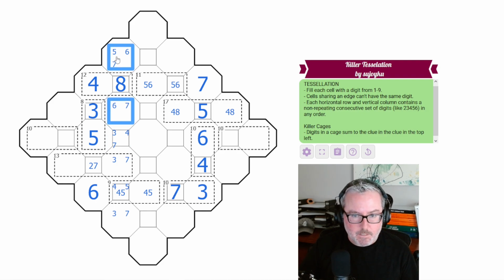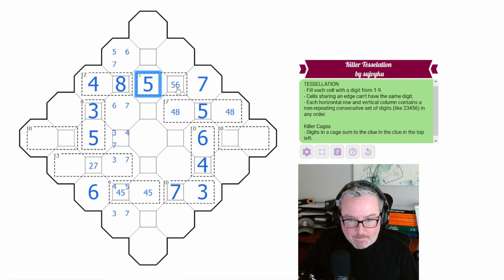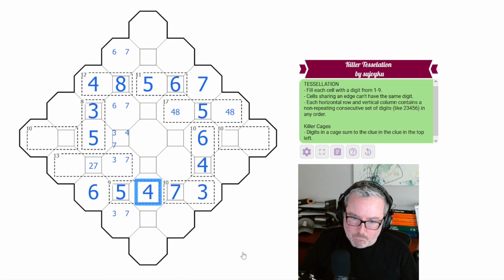Still is not great because one of these two is a 6, which sees this guy. So this is 5. This is 6. This 5 sees this 5, so now this is the only place the 5 can go. Because it can't go here, it can't go here, here, here, or here anymore. So this is 5, and this is 4. Okay? Something. It's something.